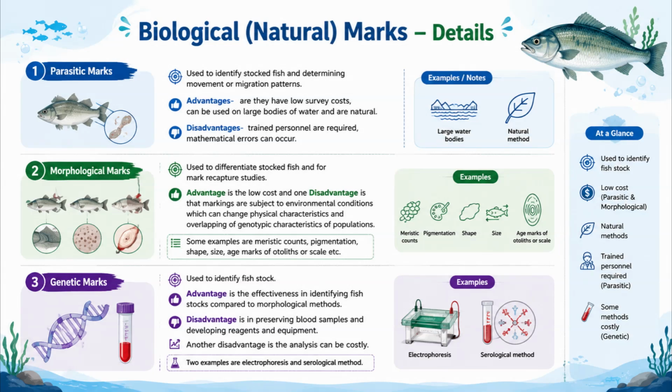The third type is genetic marks. These are highly effective for identifying fish stocks using genetic characteristics and DNA-based methods. Although very accurate, they can be expensive because they require special reagents, equipment, and proper blood sample preservation. Common examples include electrophoresis and serological methods.